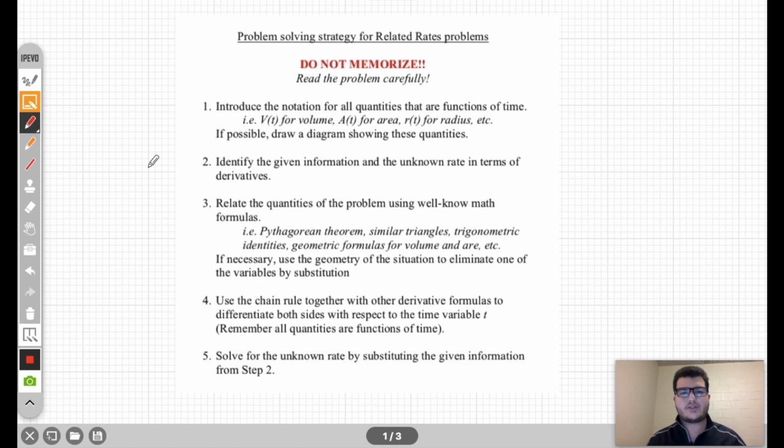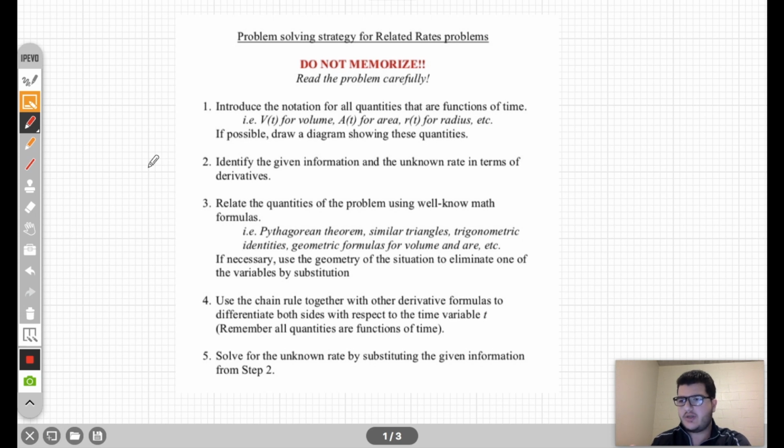So today we're going to talk about related rates, and I'm going to do a few examples of related rates for you to help illustrate the thinking behind each one of these problems. The first thing you want to be careful with related rates is a lot of students tend to memorize problems in calc, and this is not the case with these problems, especially with these problems.